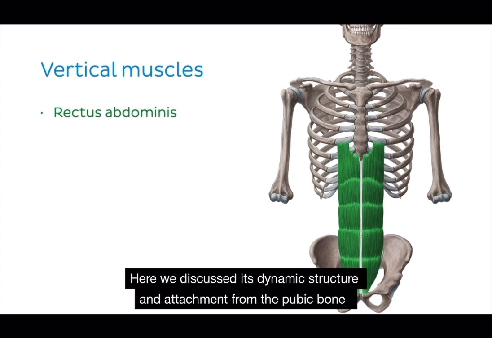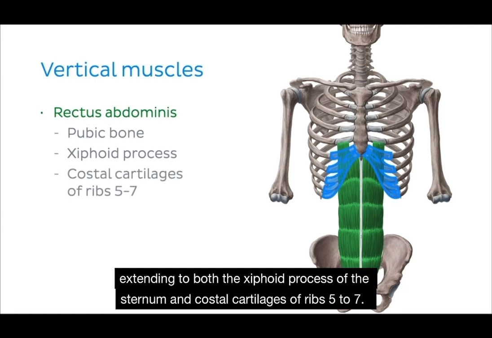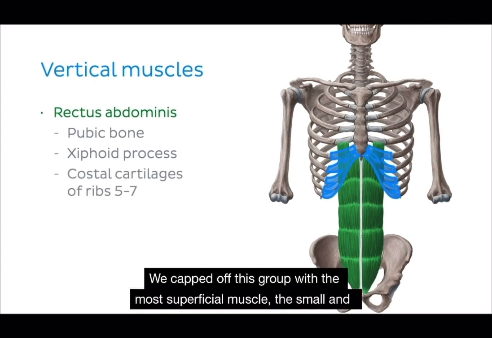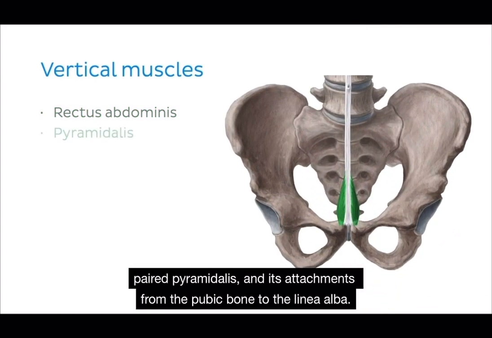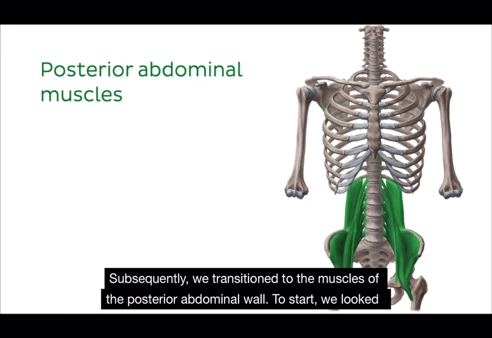Here we discussed its dynamic structure and attachment from the pubic bone, extending to both the xiphoid process of the sternum and costal cartilages of ribs 5 to 7. We capped off this group with the most superficial muscle, the small and paired pyramidalis, and its attachments from the pubic bone to the linea alba. Subsequently, we transitioned to the muscles of the posterior abdominal wall.